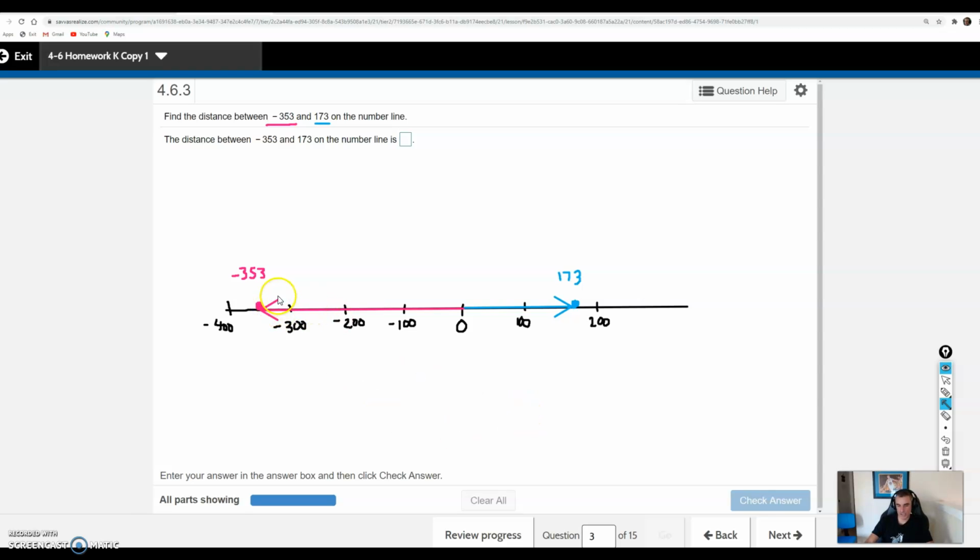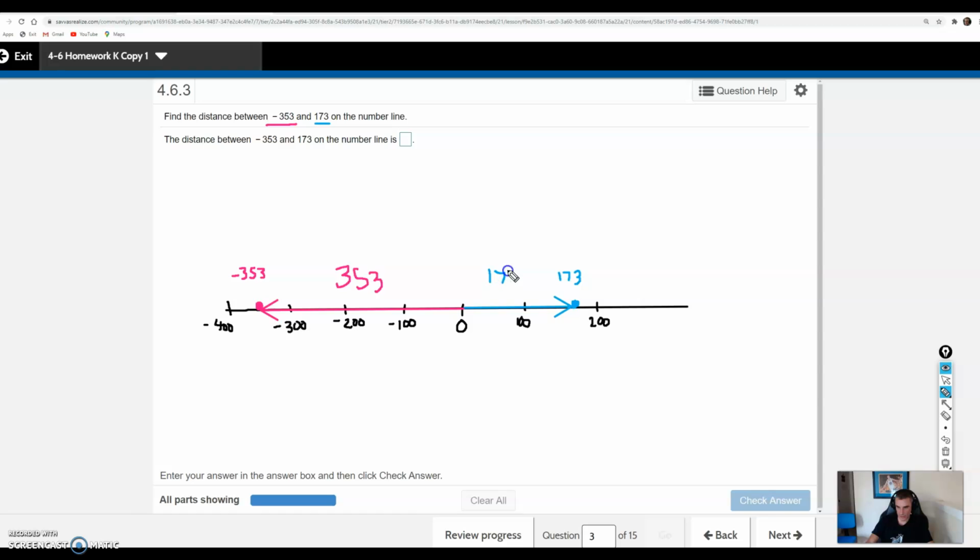So all I need to do is add together the length of these two arrows, right? This arrow right here is 353 units long. It's just sort of in the negative direction. We don't measure distance in negatives, right? We don't say, hey, I'm going to drive 5 miles to my friend's house and then negative 5 miles back to my house, right? Distance is always measured in positive numbers. So the length of this pink arrow right here is just 353 units, and the length of the blue is the 173.